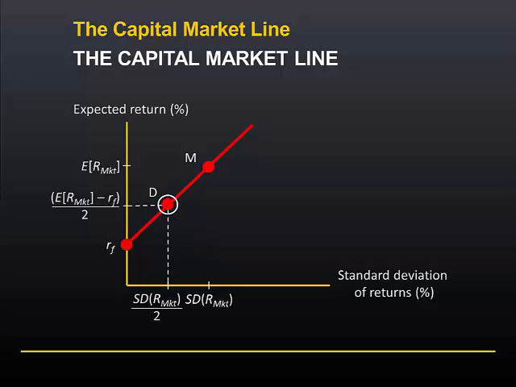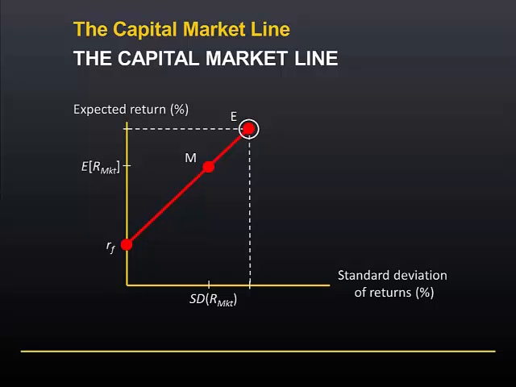Our risk would be half that of the market, and our return would lie halfway between the expected return on the market and the risk-free rate of return. If we put more than 50% of our funds in the risk-free asset, we would be closer to the risk-free asset than M. And if we put more than 50% of our funds in M, we would be closer to M than the risk-free asset.